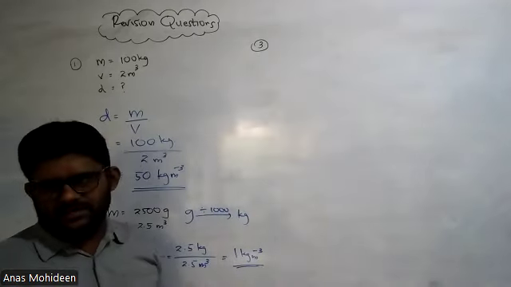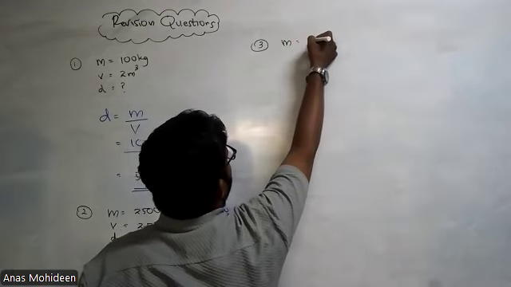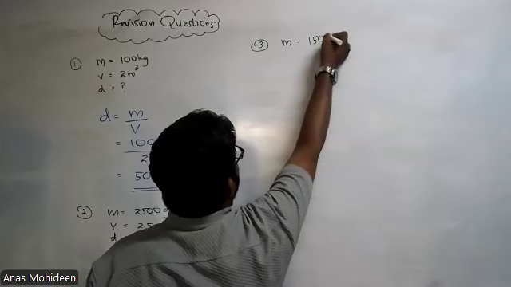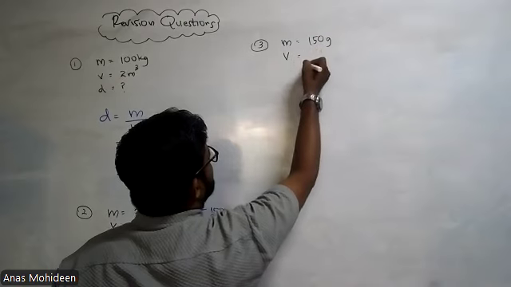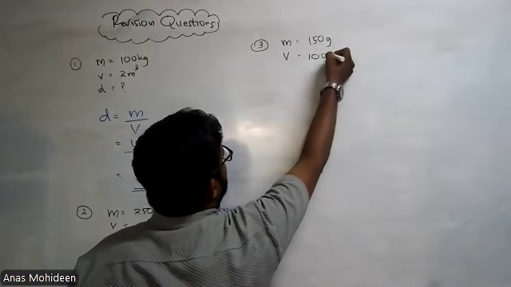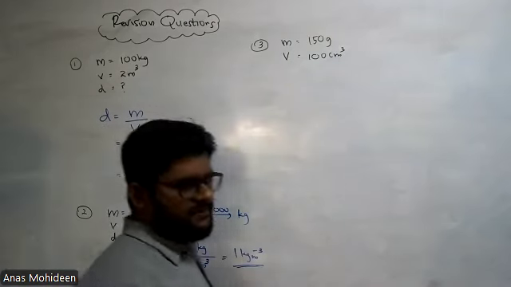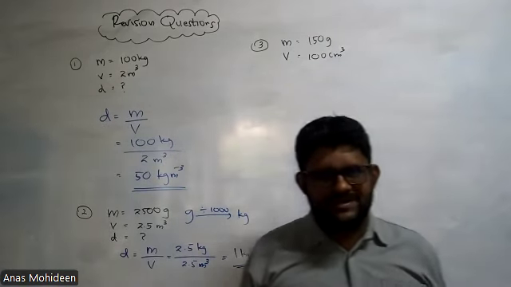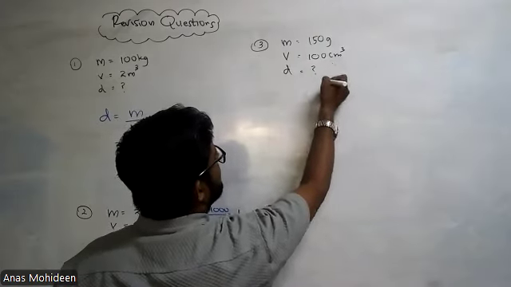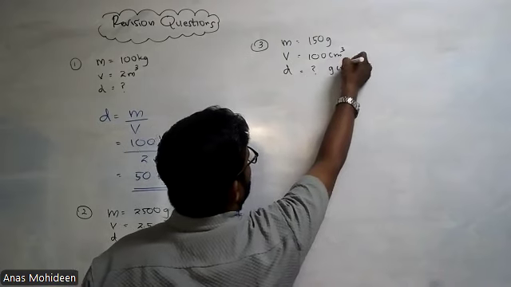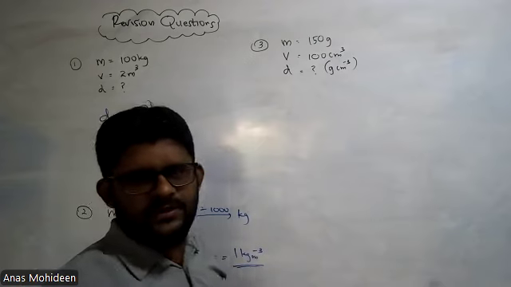So let me take the third question now. I'm giving you the mass as 150 grams, and the volume I'm giving you is 100 cubic centimeters. Mass I'm giving you in grams, volume in cubic centimeters, and I'm asking you to find the density in grams per cubic centimeter.